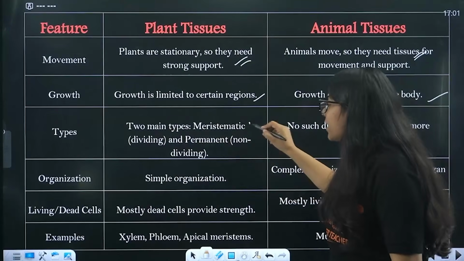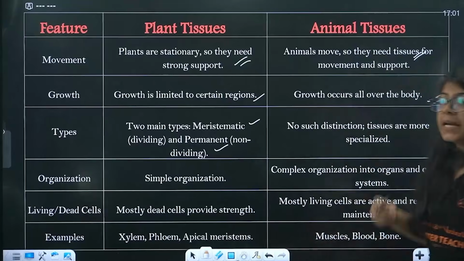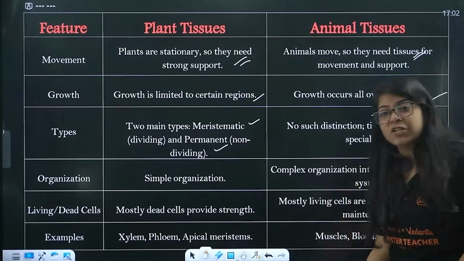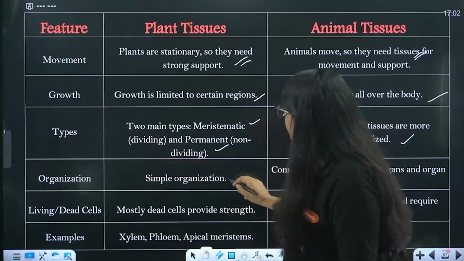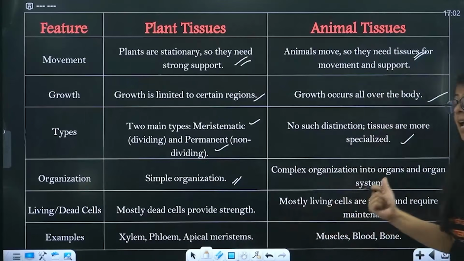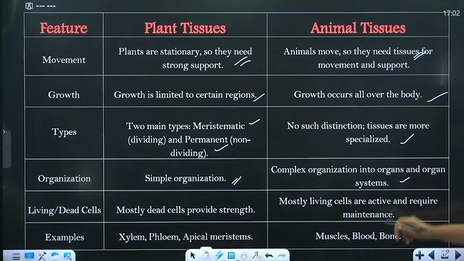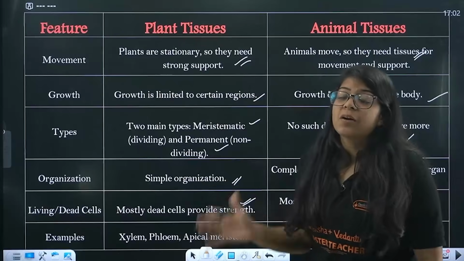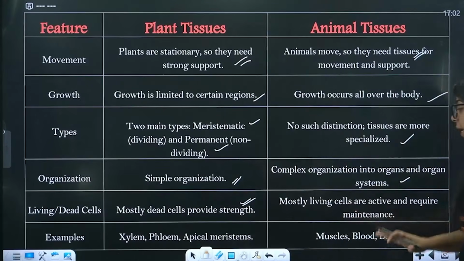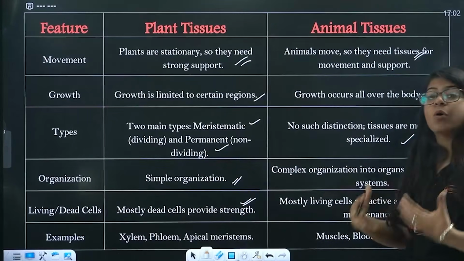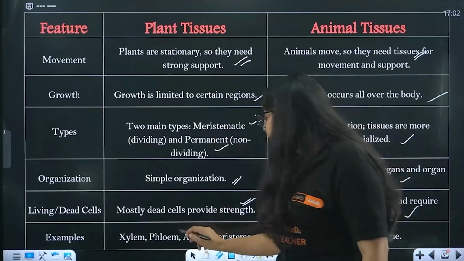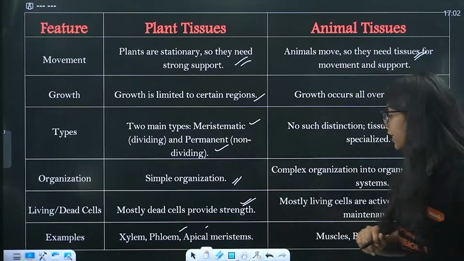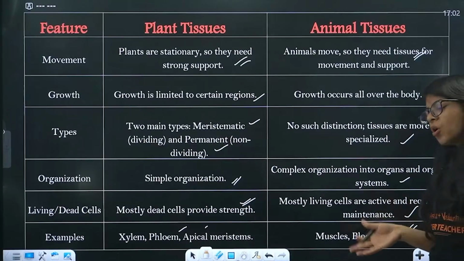Types: two main types, meristematic and permanent. In animals, there is no such distinction, but tissues are more specialized. Organization: plants have simple organization, but animal tissues are complexly organized into organs and organ systems. Are the cells living or dead? Plant tissues can be mostly dead, which provides cell strength. Animal tissues are mostly living, active and require maintenance. Examples: xylem, phloem, apical, intercalary, lateral, all the examples that we studied. And in animals, muscles, blood, bone, and all those things.